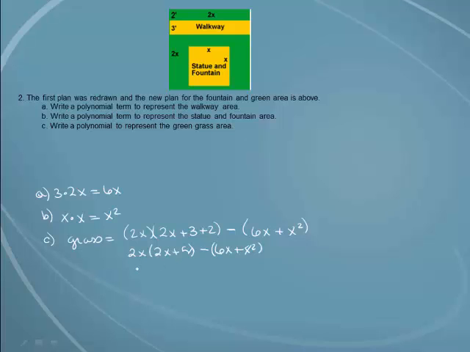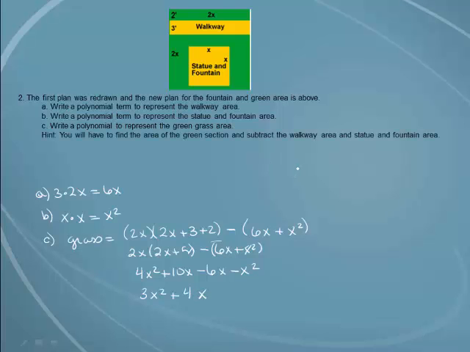So that's going to be 4x squared plus 10x minus 6x minus x squared, because I distribute that negative. 4x squared minus x squared is 3x squared, and then 10x minus 6x is 4x. So we did that, and we simplified it, and that's our most simple form.